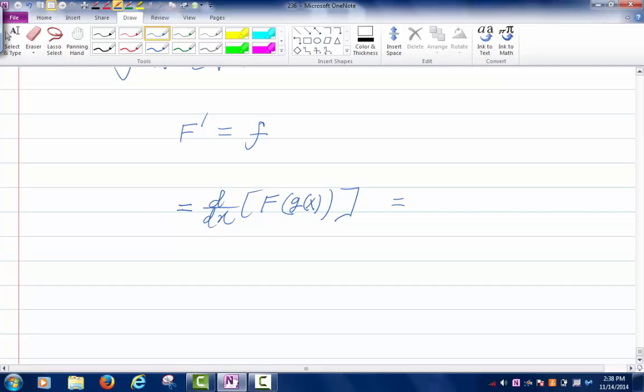If I take the derivative here, by chain rule I know that I should be getting f prime of g of x times g prime of x, right? You agree with that? Everybody is okay with that.